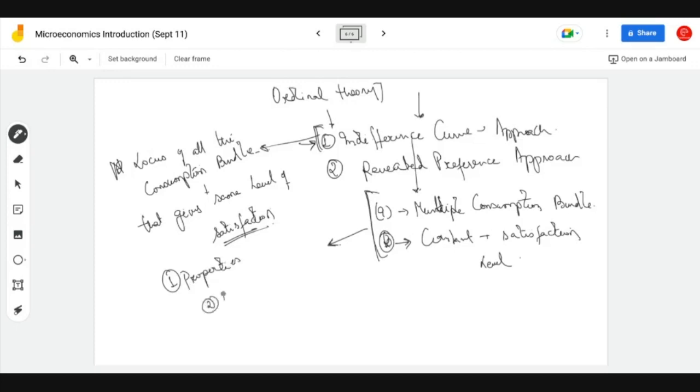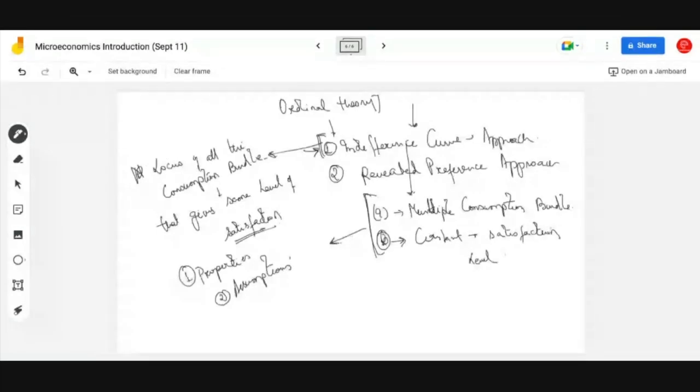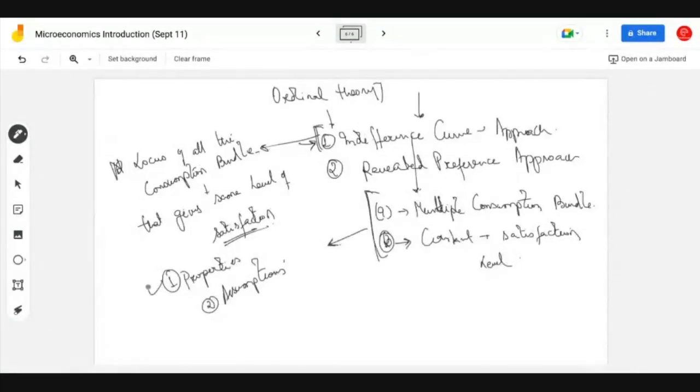The second is your assumptions. And while studying all of these things, it's important to understand that we don't get confused between the properties and the assumptions. So these are two different things. Okay.